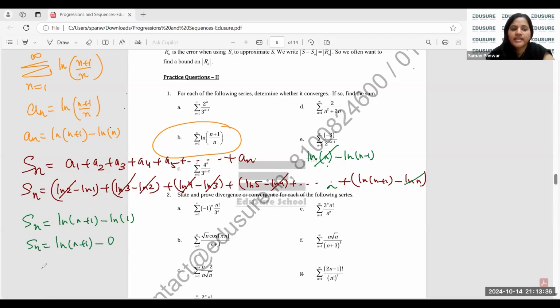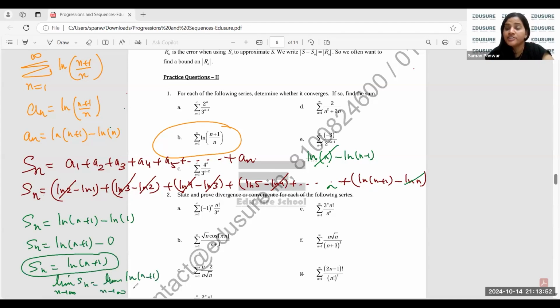So if you see your Sn is this, and I told you that the series converges if and only if this limit exists. So let us look at the limit of the sequence of partial sums. Here is a question where the sequence of partial sums is coming into play. So as n tends to infinity, log is an increasing function. Okay. So as n becomes larger and larger, this becomes large.